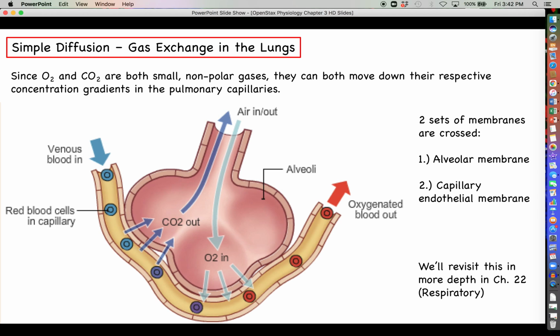This specific gas exchange process is something that we'll revisit in a lot more depth when we get to respiratory physiology at the end of the semester. So don't worry about the rest of that.